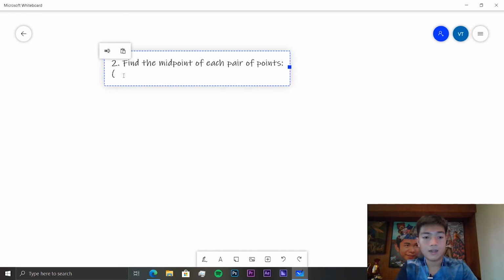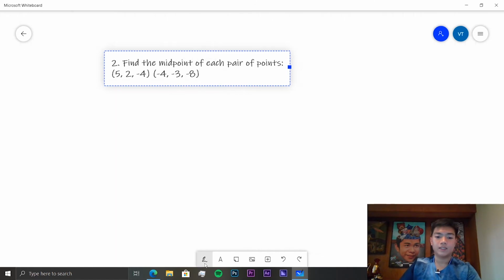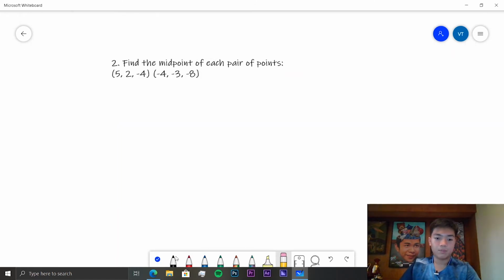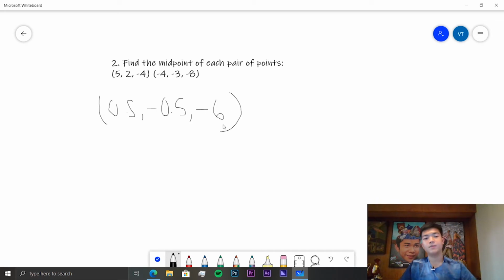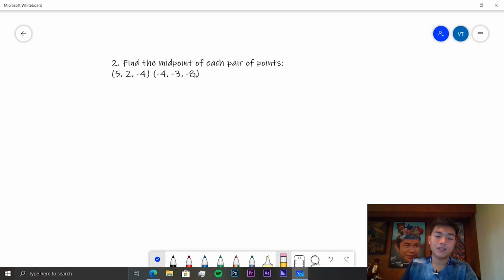We have 5, 2, -4, and -4, -3, -8. If we're getting the midpoint here, the midpoint of 5 and -4 is equal to 0.5. The midpoint of 2 and -3 is equal to -0.5. And the midpoint of -4 and -8 is -6. So this would be the midpoint of these two points. Okay, now we have to find the distance between some pairs of points. So we need to find the distance.